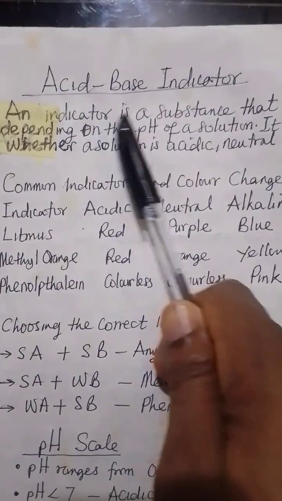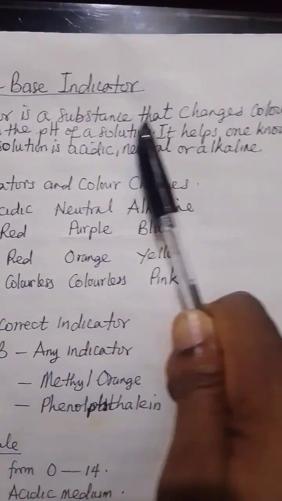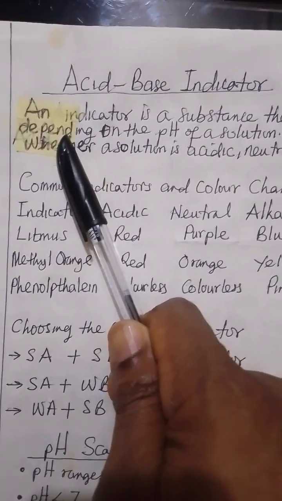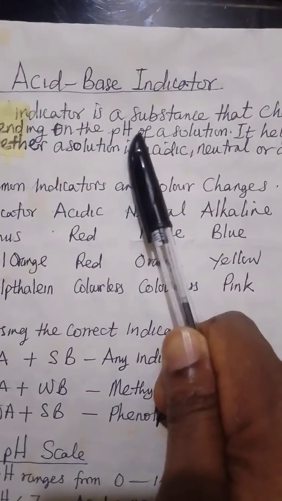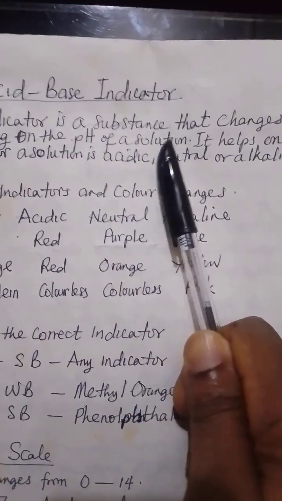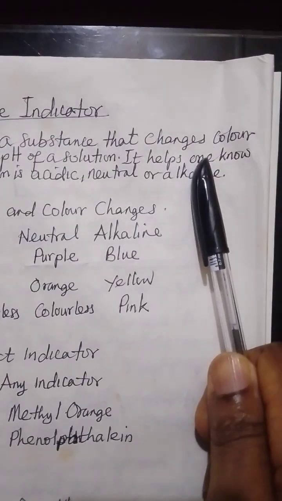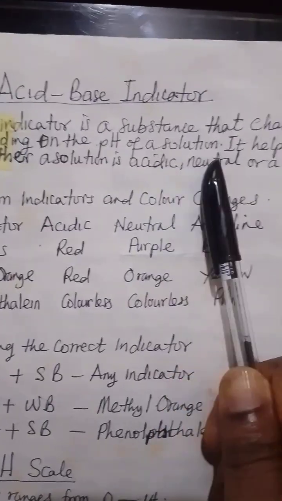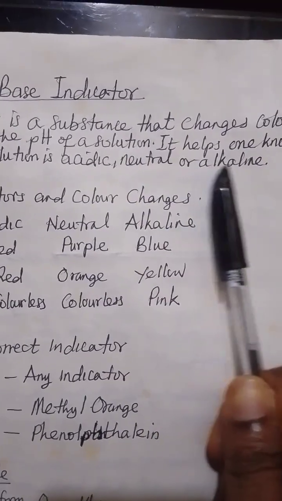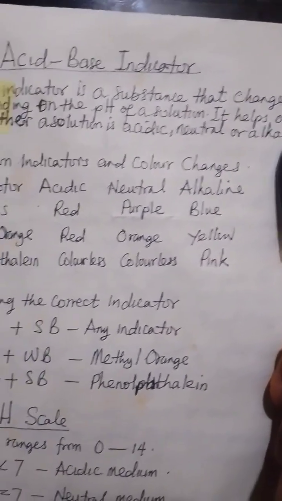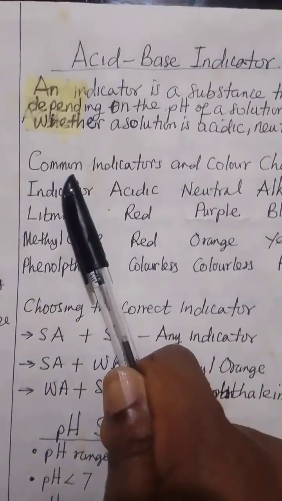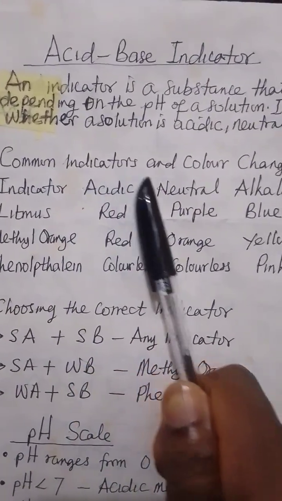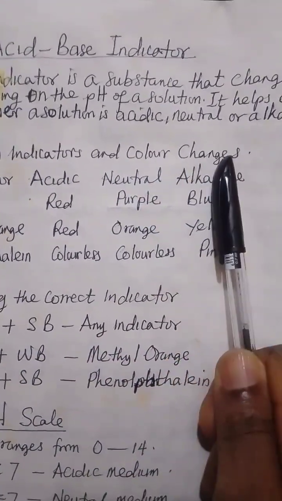An indicator is a substance that changes color depending on the pH of a solution. It helps one know whether a solution is acidic, neutral, or alkaline. Common indicators and color changes.